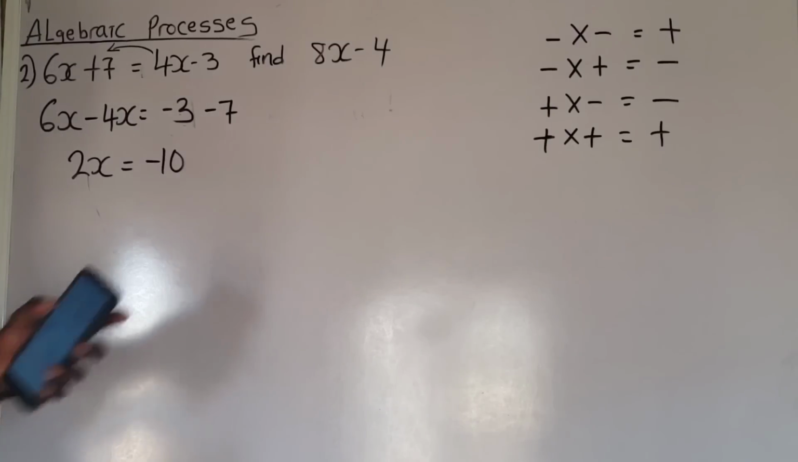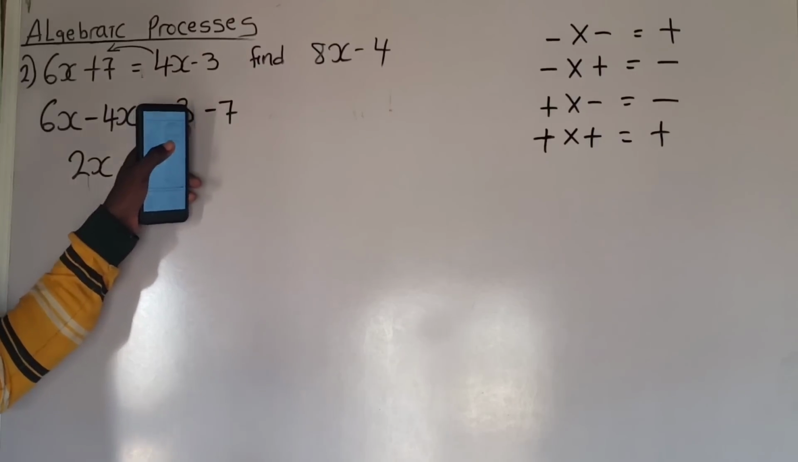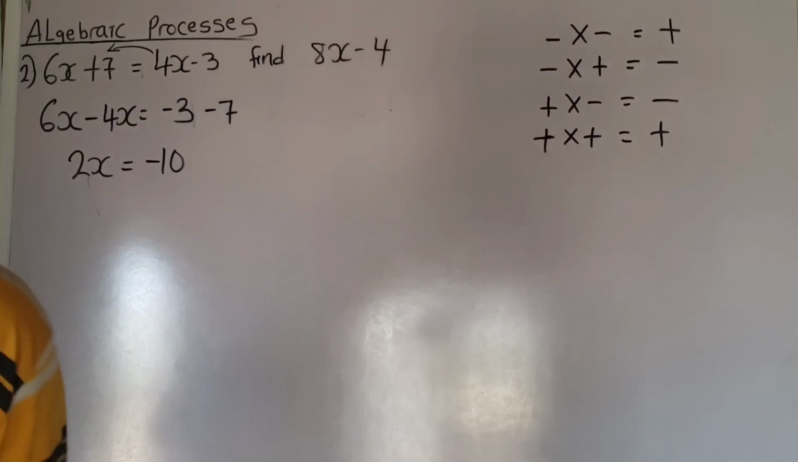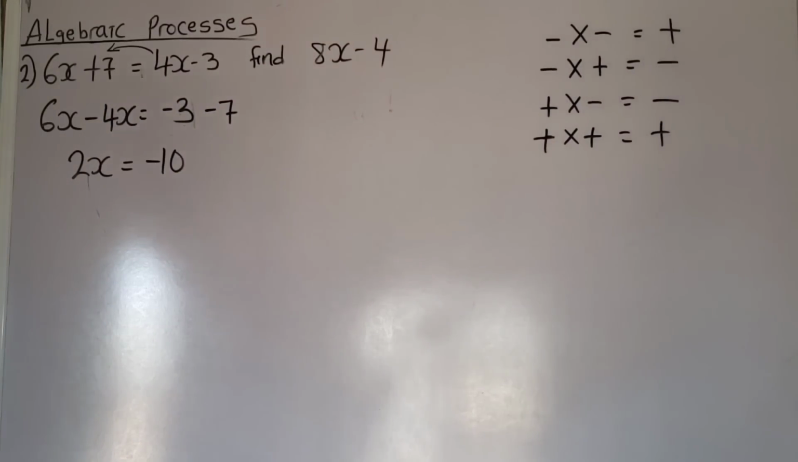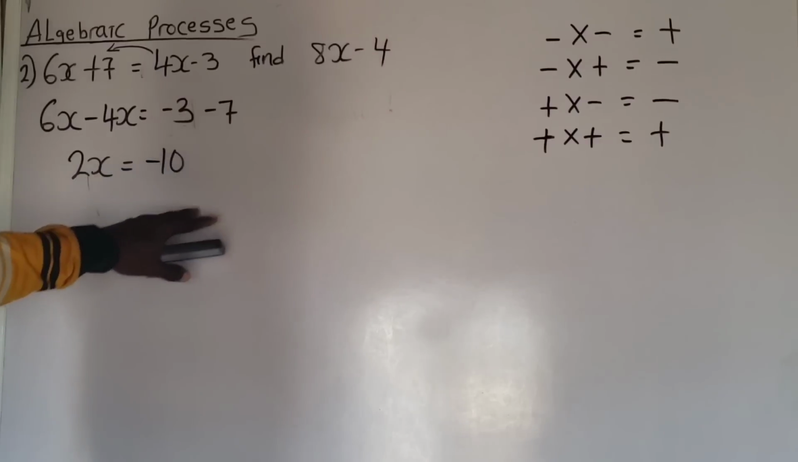I'm very sure you understand. Negative 3 minus 7. That means that, let's say you are owing someone 3 naira, then you are still owing another person 7 naira. How much are you going to get? That means you are owing 10 naira. You understand what I'm saying? So that's it. Negative 3 negative 7. That is what? Negative 10.